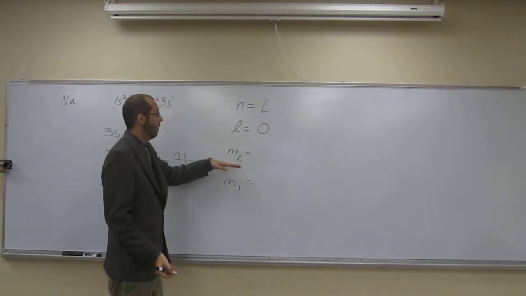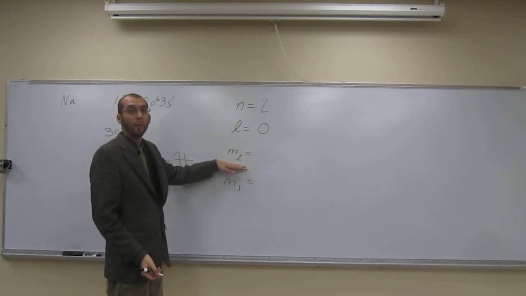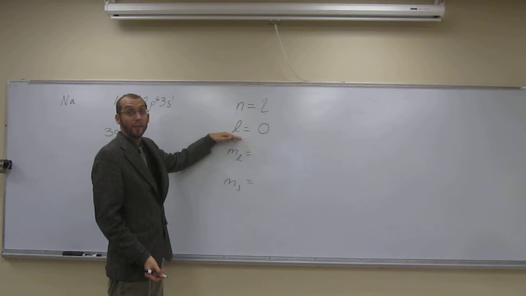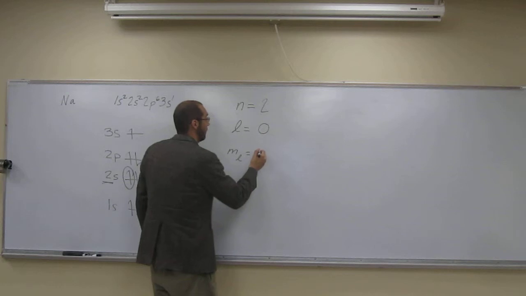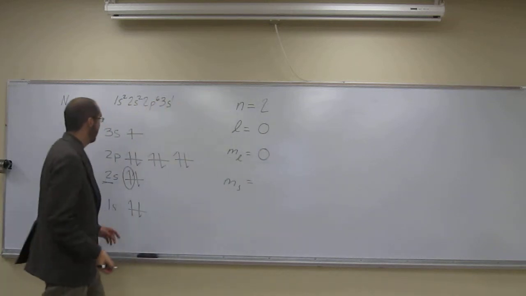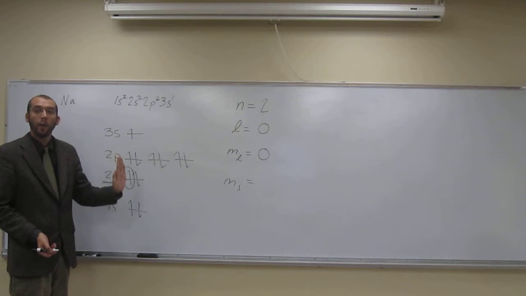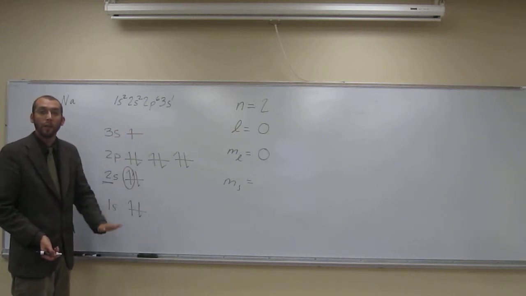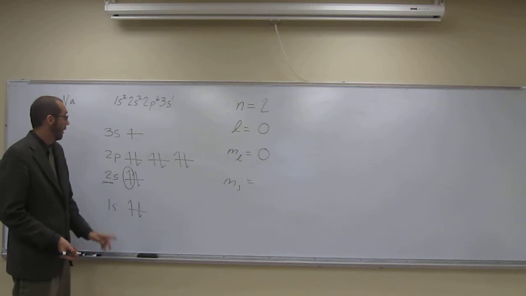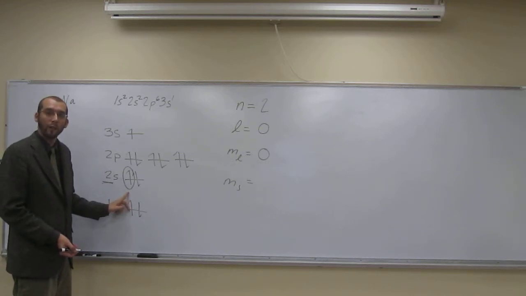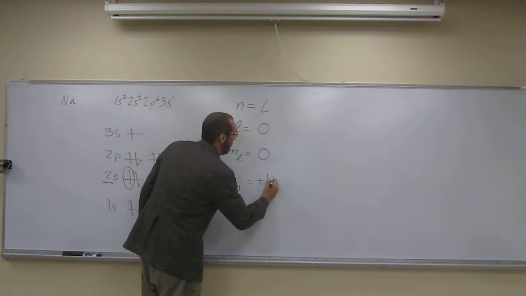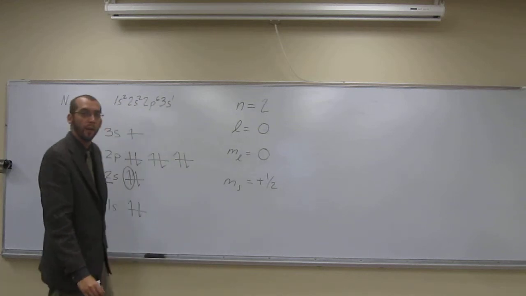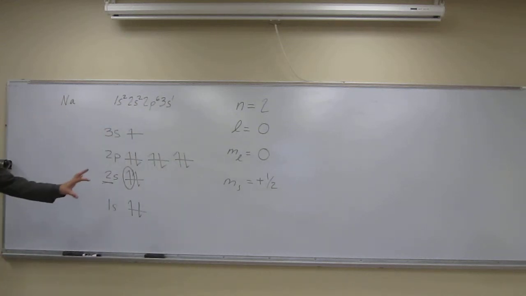And M sub L can only go from plus L to minus L, so M sub L has to be zero as well. M sub S just tells us whether the electron is on its feet or on its head: did it go in first or second? This one went in first, so it is positive, plus 1/2. The spin is either negative or positive 1/2.